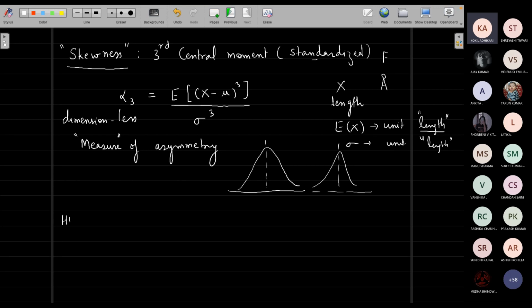Homework for you is, there exists the fourth central moment, which is also a very important moment for certain distributions. What is that, and what will be the definition of the standardized fourth central moment? So please do it as homework. Tell me what it generally shows.